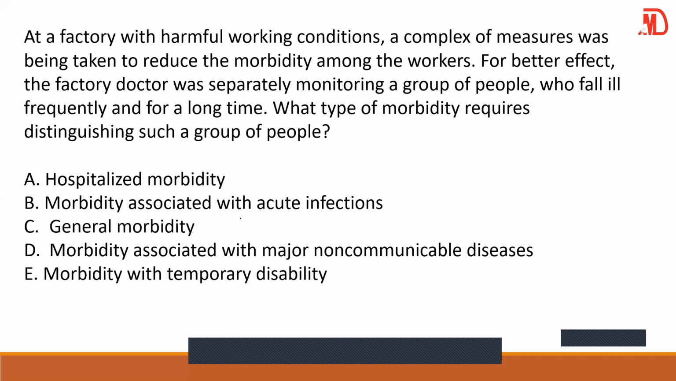So at a factory with harmful working conditions, a complex of measures was being taken to reduce the morbidity among the workers. Morbidity simply means what? A disease, right? Disease or the tendency to get a disease. For better effect, the factory doctor was separately monitoring a group of people who fall ill frequently and for a long time. What type of morbidity requires distinguishing such a group of people?